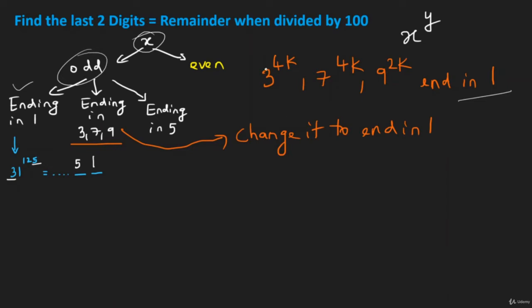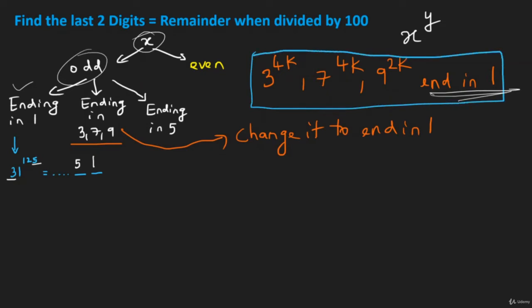You can see that 3 to the power 4 is 81 and it's ending in 1. Similarly, 3 to the power 4k, 7 to the power 4k, 9 to the power 2k will end in 1. Alright, let's take an example to apply what we've learned now. Say you want to find the last two digits of 237 to the power 56.